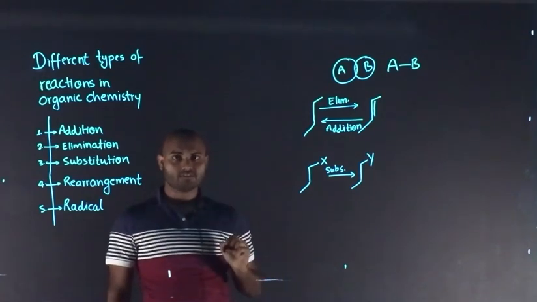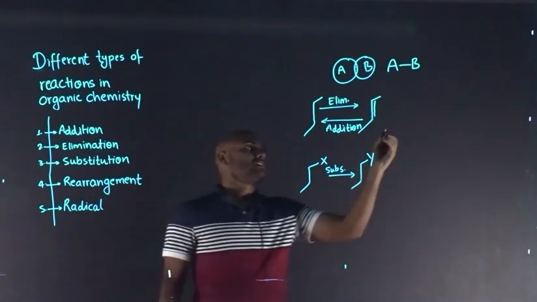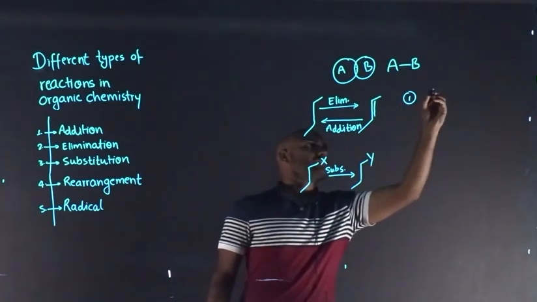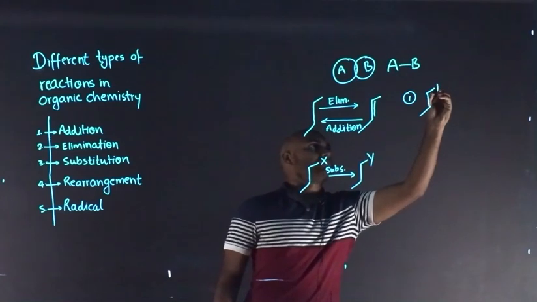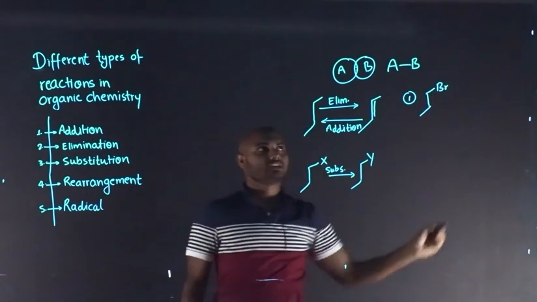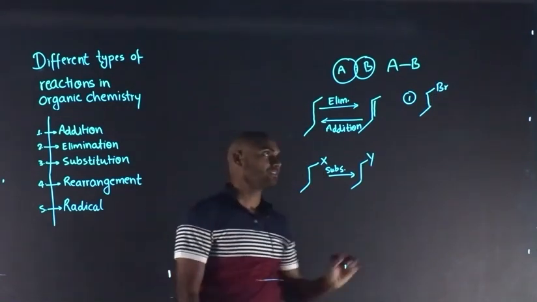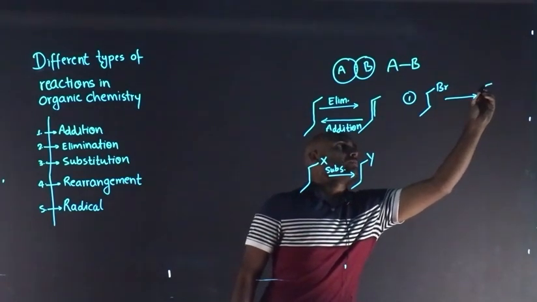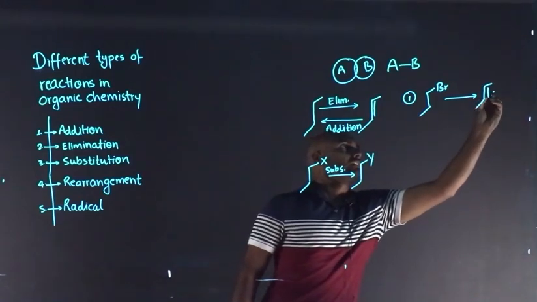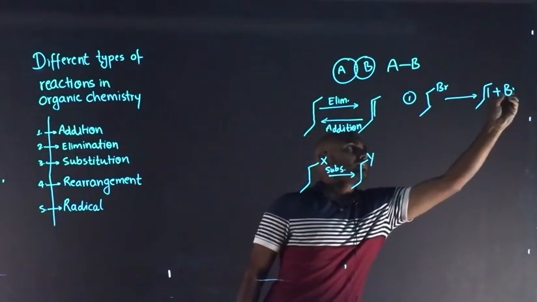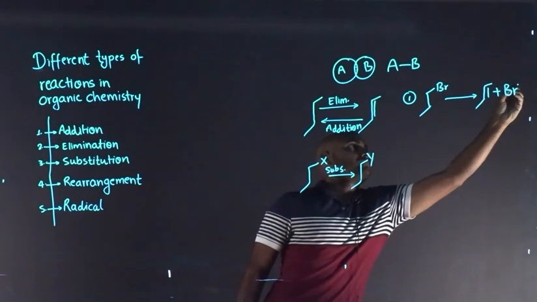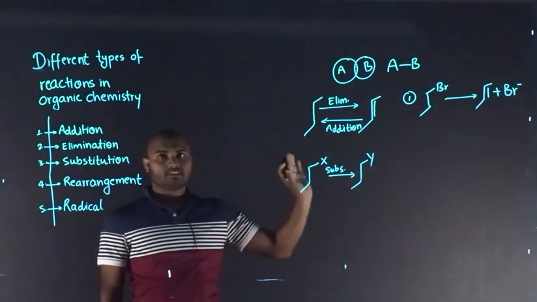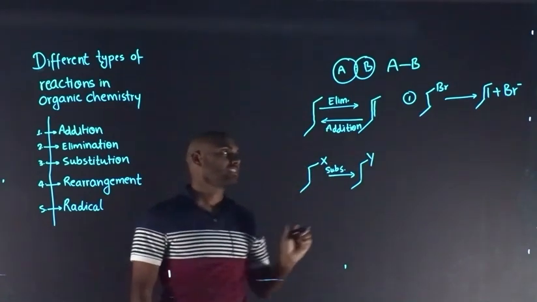Let's look at the example of each of these reactions. For one, which is elimination, we have an atom bromide connected with a sigma bond to the carbon. This sigma bond breaks and a new pi bond forms, and the bromide is leaving from the compound as a leaving group in the reaction. This is known as elimination.